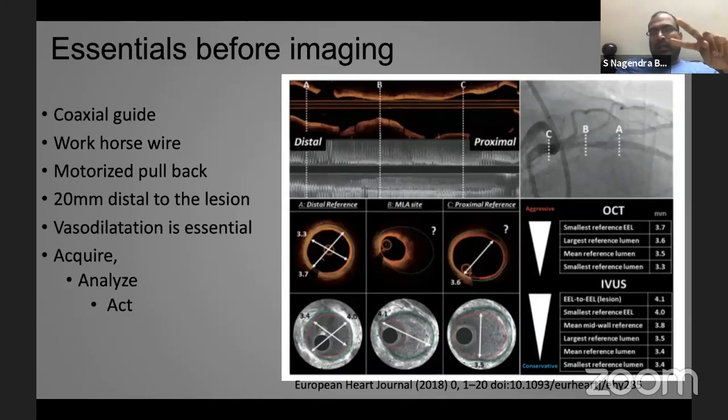We only see external elastic membrane, media, and internal elastic membrane. Any structure seen inside the internal elastic membrane is the tunica adventitia. So we cannot see tunica intima in IVUS. We can see tunica intima only in OCT.